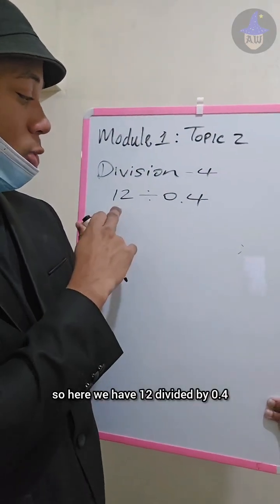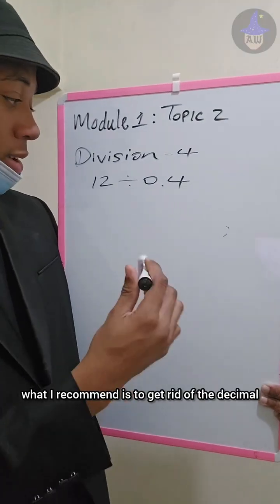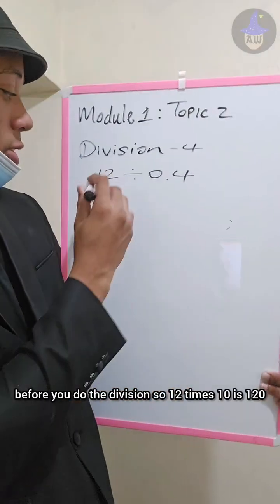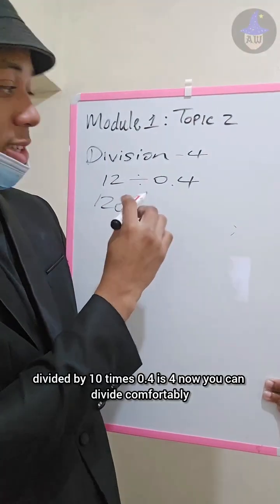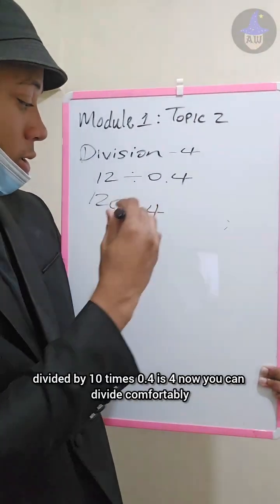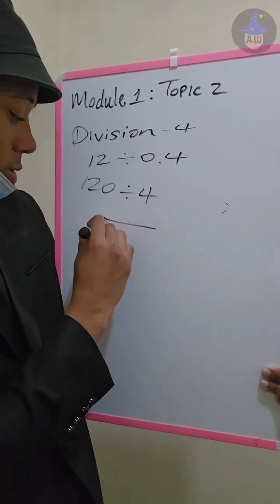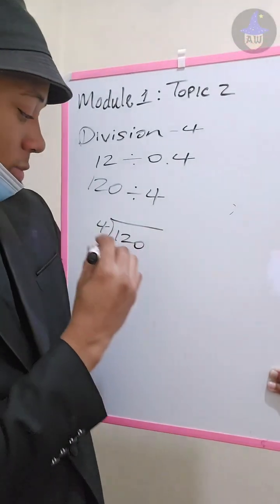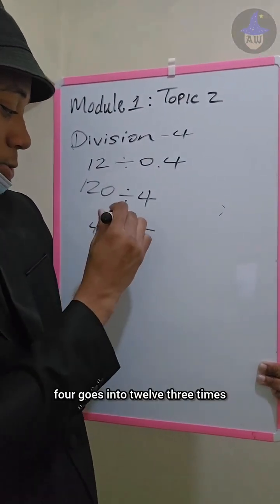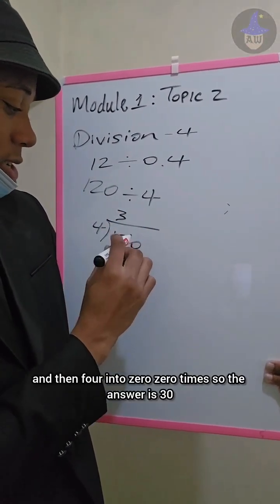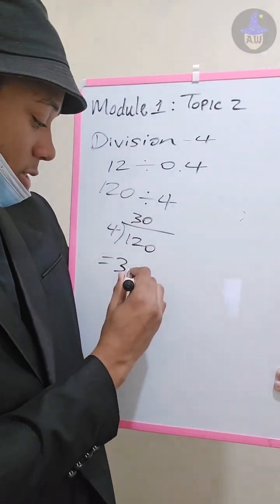So here we have 12 divided by 0.4. What I recommend is to get rid of the decimal before you do the division. So 12 times 10 is 120 divided by 10 times 0.4 is 4. Now you can divide comfortably. So 4 and 120. 4 cannot go into 1, so 4 goes into 12 3 times, and then 4 into 0 0 times. So the answer is 30.